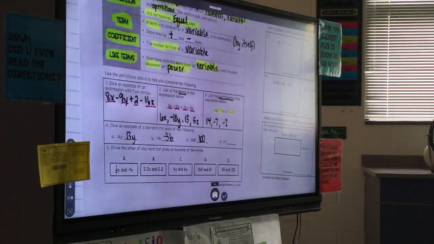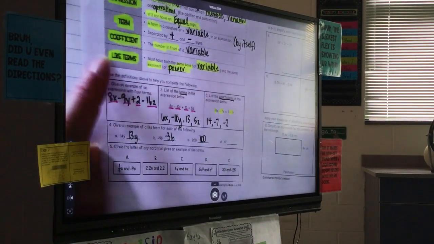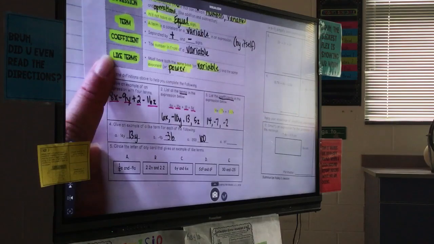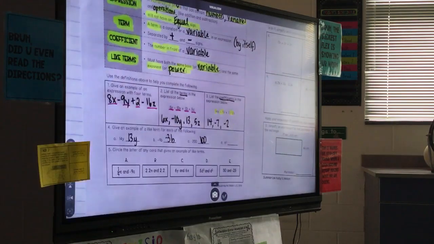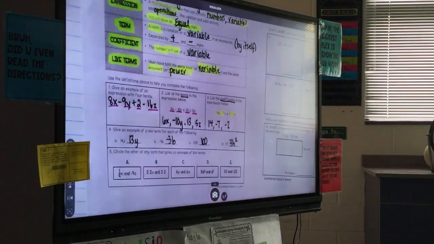Now this last one, got to be careful with this one because if you're looking at the like term definition, make sure you have both of those. Okay? Raiden, what'd you have on your paper? 3h squared. You must have the h squared. You can have any variable you want, or any number you want, but you have to have the h squared. If it's only h, would that be a like term for D? No, because it's not to the second power.